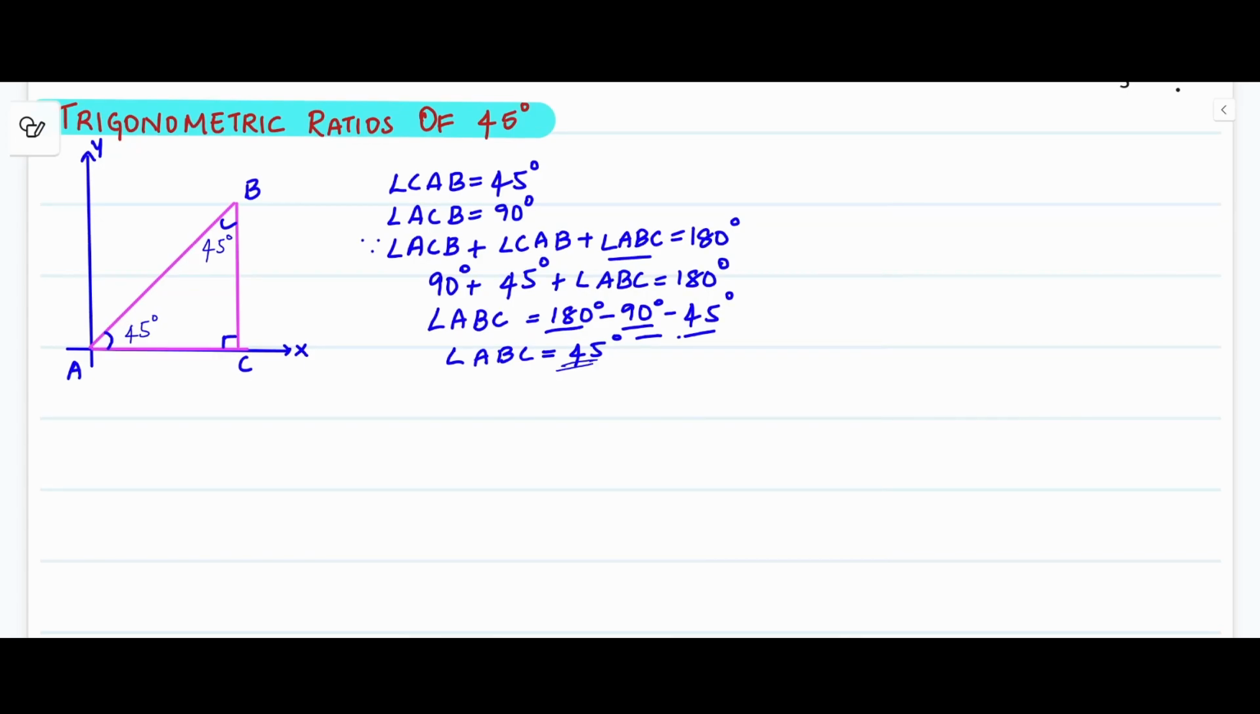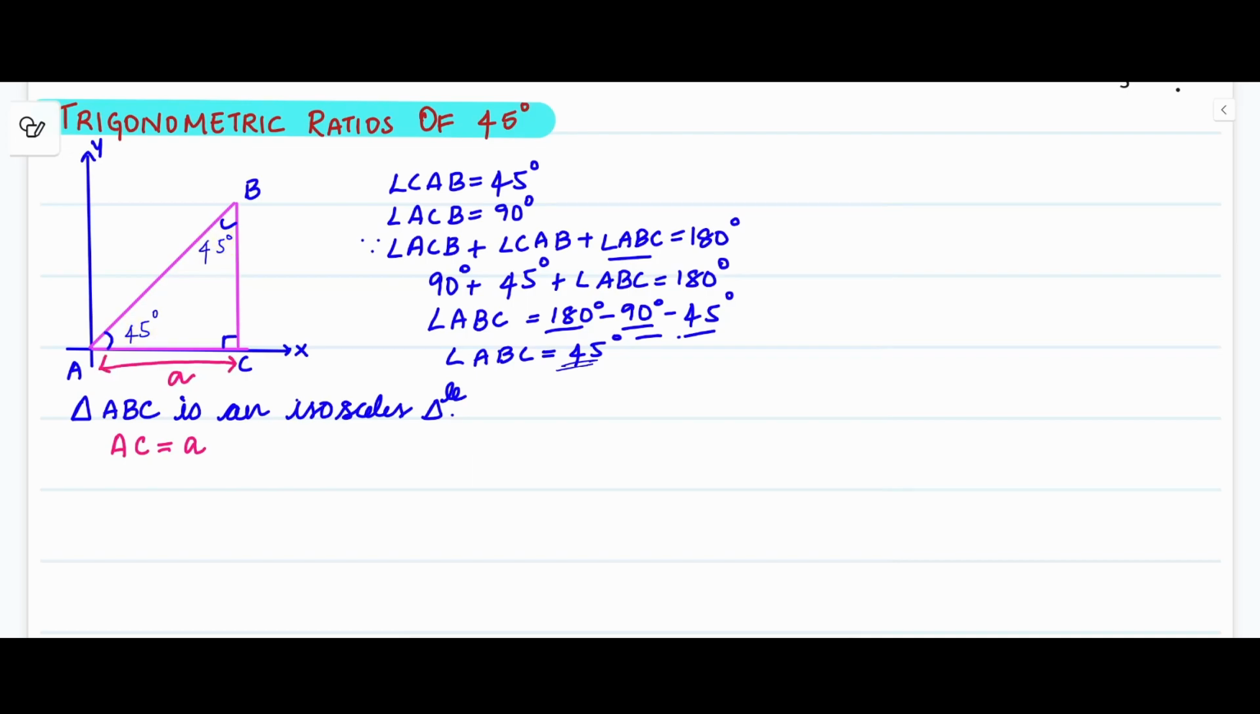So now we can say that triangle ABC is an isosceles triangle because it is having two equal angles. Triangle ABC is an isosceles triangle. Now to find out the trigonometric ratios, we need to know the measurement of the sides of the triangle. So for that, first let me assume this side AC to be equal to A. The length of the side AC is equal to A. This side of the triangle is equal to length A.